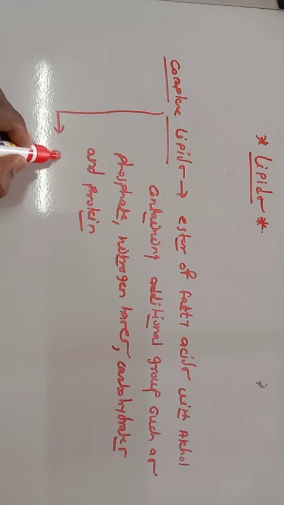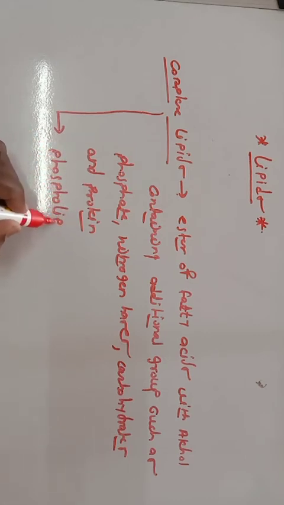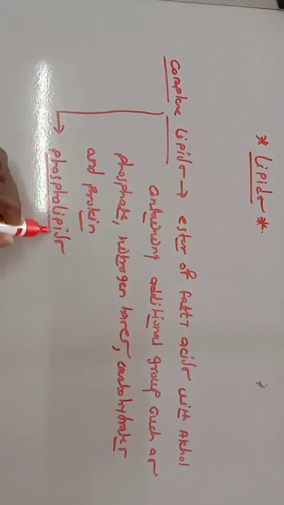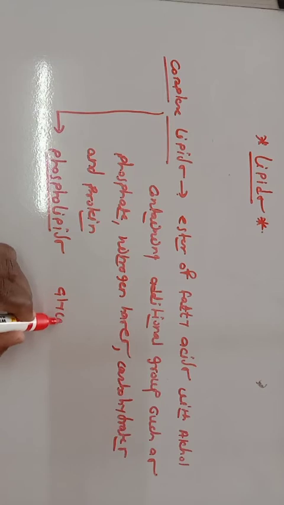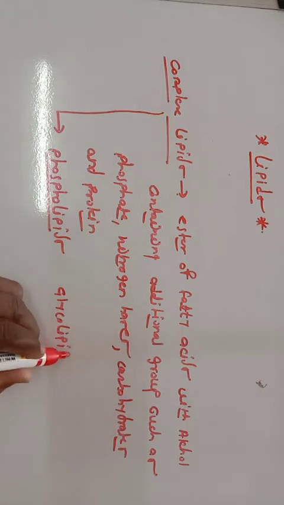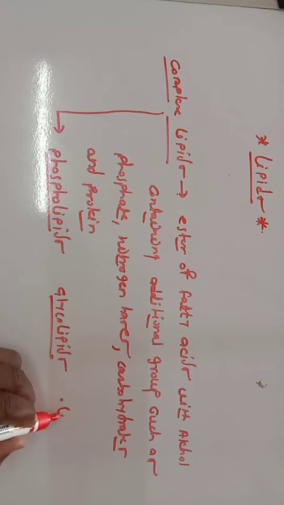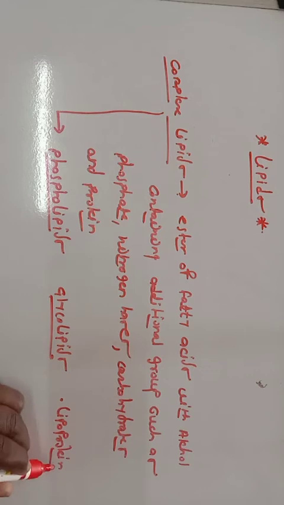These complex lipids are again classified into different types. One is phospholipids. Second is glycolipids. Third, the lipoprotein. And the fourth one, the complex protein, is also there. So these complex lipids are again classified into phospholipids, glycolipids, and lipoprotein.